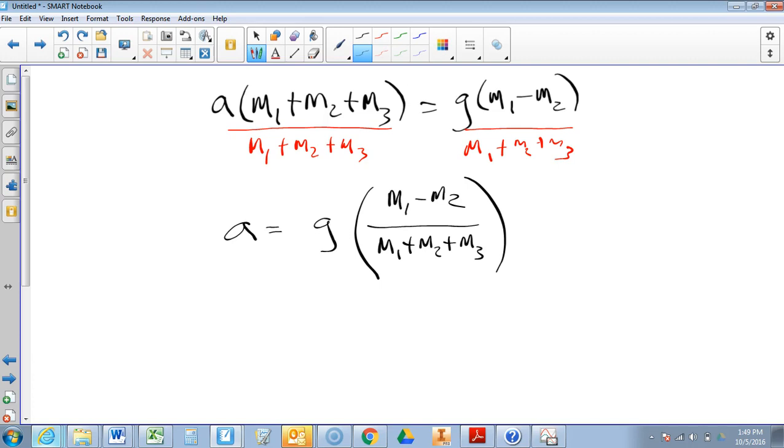Of course, for every trial, don't forget, this quantity right here is just a number we could find, because we have M1, M2, and M3 all set and ready to go. So each trial has its own value for that, correct? Each trial has its own value for A.